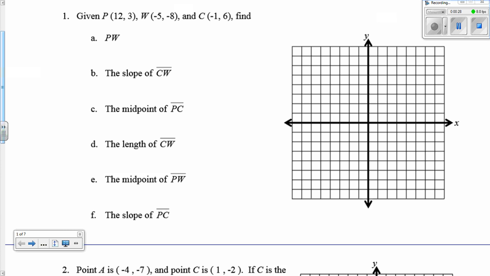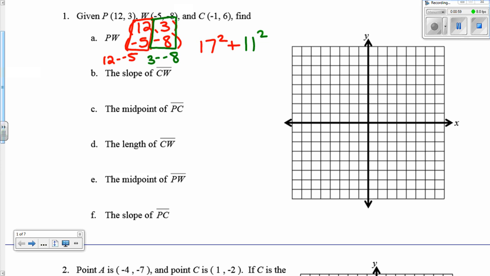So PW, first I want to figure out the distance. I'm going to write down my points. I want to find the distance between the x values. So 12 minus negative 5, so that's a distance of 17. So I have 17 squared plus the distance between 3 and negative 8. 3 minus negative 8, that's 11. So 11 squared.